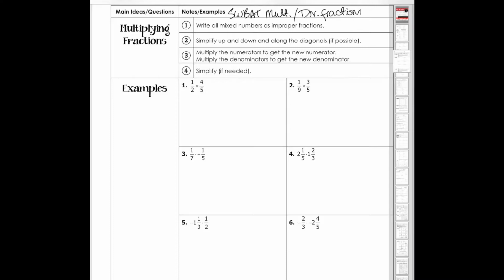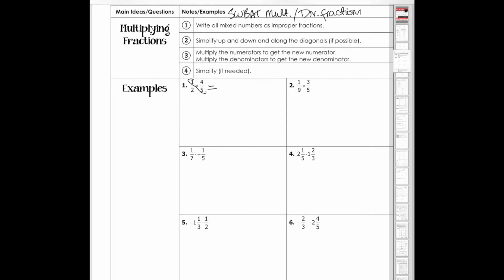Then we're going to multiply the numerators to get the numerator and multiply the denominators to get the product for your denominator, and simplify if needed. Okay, so let's take a look at number 1. It's 1/2 times 4/5. Okay, I'm going to check this out. I'm going to see if I can simplify anywhere. Can I simplify 1/2? Can I simplify 4/5? And not only that, I'm going to see if I can simplify along the diagonals.